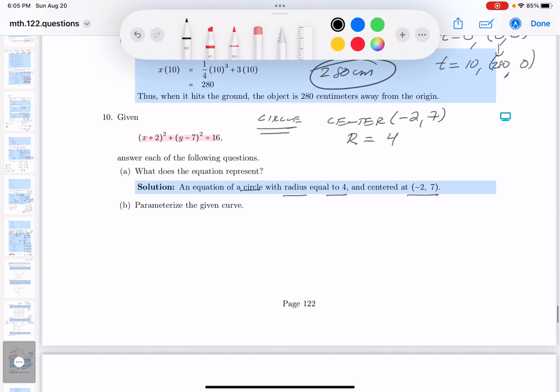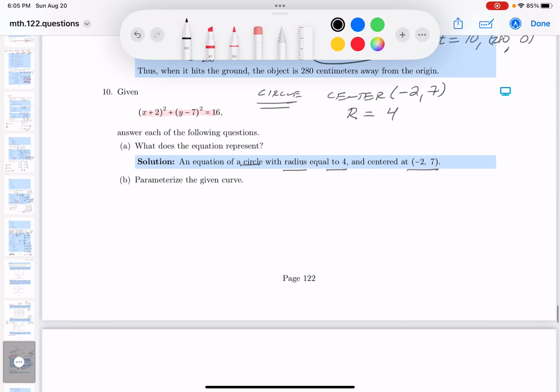What else? Oh, parameterize the given graph over here. And that's an interesting thing to do. You might say, is there a unique way of doing it? Not really, but I guess we could write some things down, and I'll go through that with you. I could say, let's write this over here.